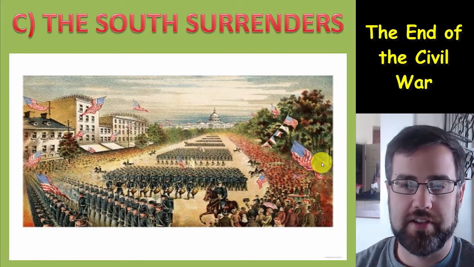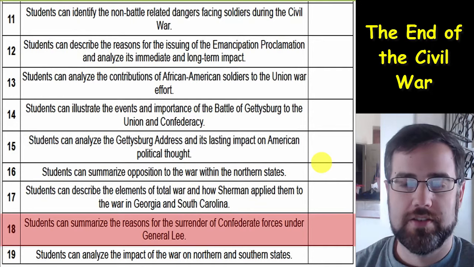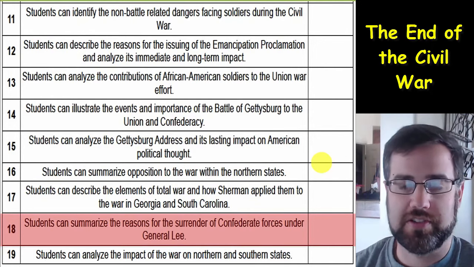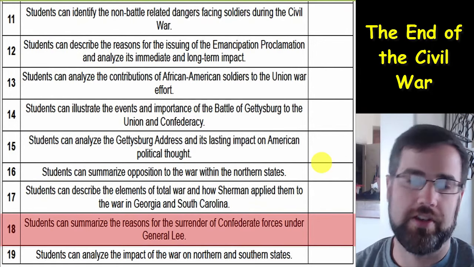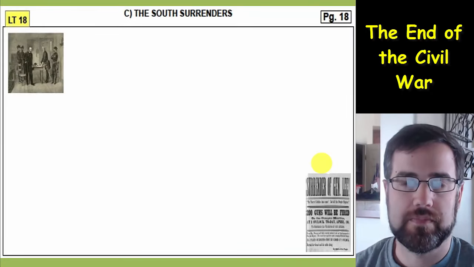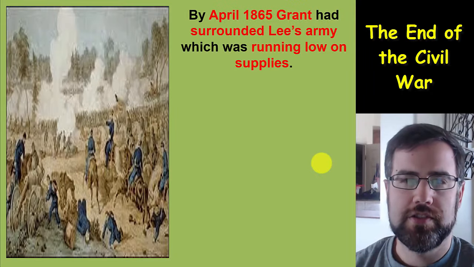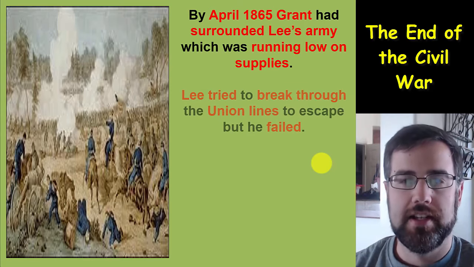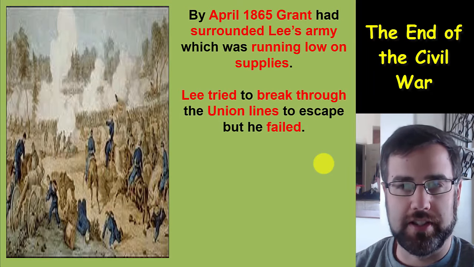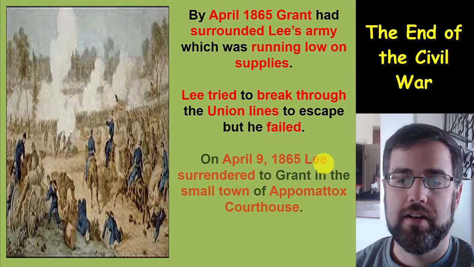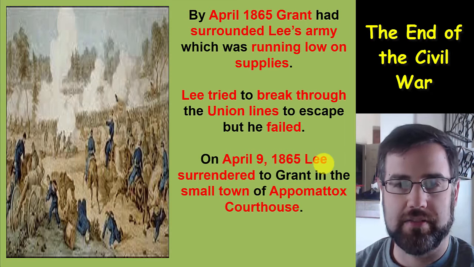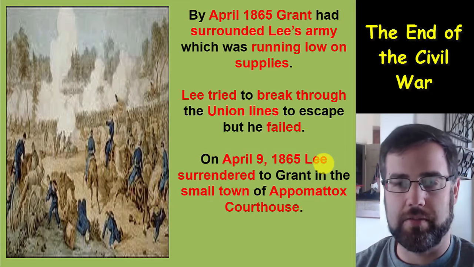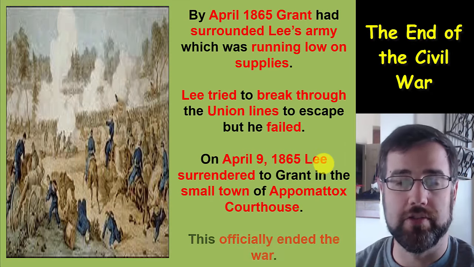And lastly, we're going to take a look at the surrender of the South. This picture here is a drawing of the march of Union soldiers in Washington, D.C. For our objective, you should be able to summarize the reasons for the surrender of the Confederate forces under General Lee. By April 1865, Grant had surrounded Lee's army, which was running low on supplies. Robert E. Lee tried to break through the Union lines to escape, but he failed. On April 9, 1865, Lee surrendered to Grant in the small town of Appomattox Courthouse in Virginia.